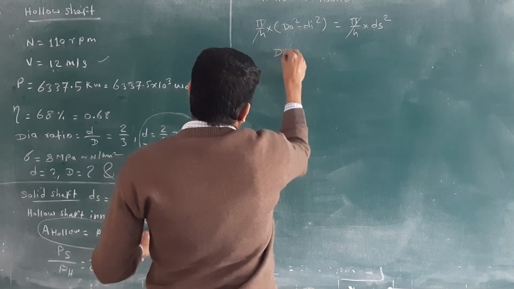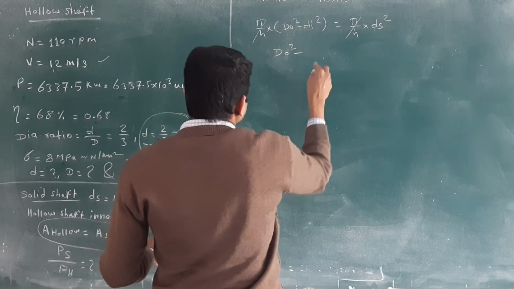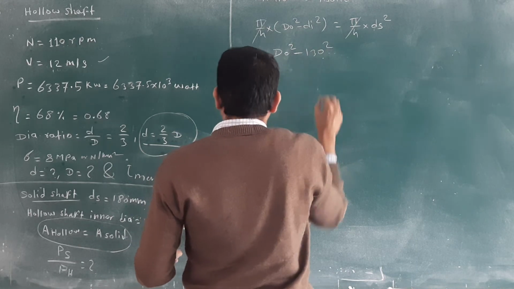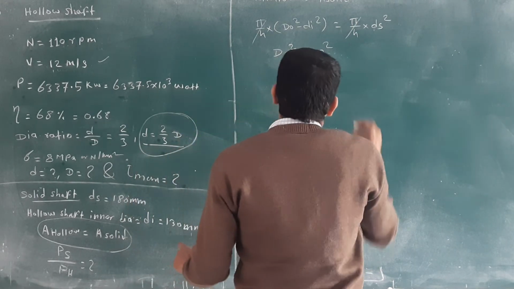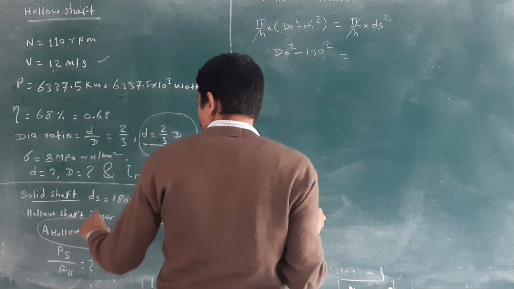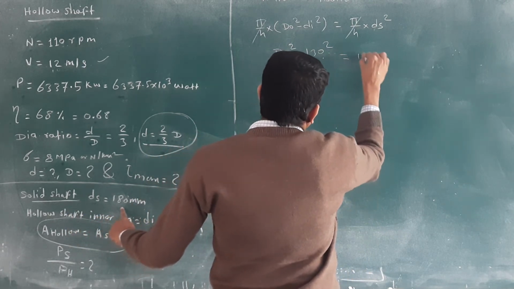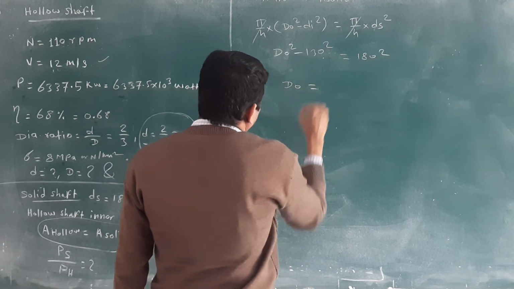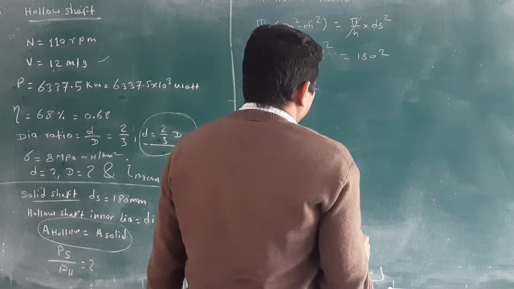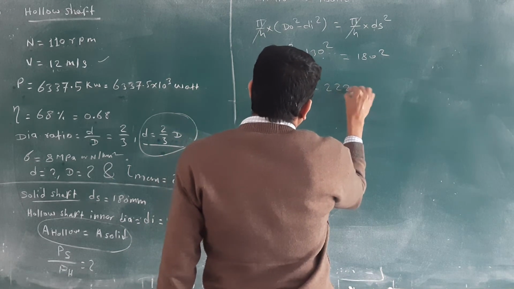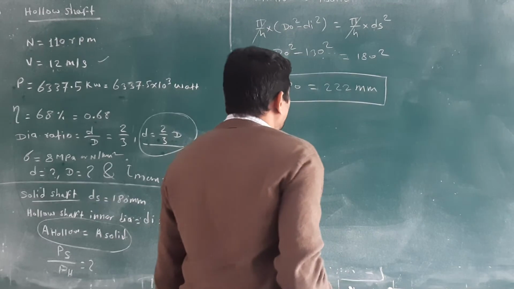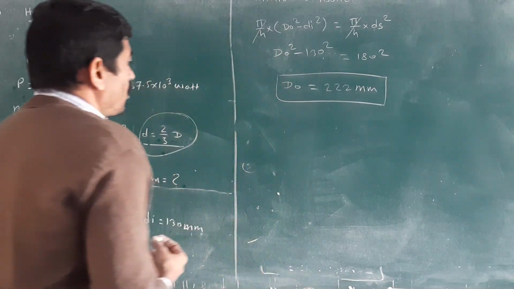We want to calculate DO square. DI is given. And what is the value of the solid shaft diameter? 180 square. If you calculate, DO is equal to 222 mm. This is the outside diameter of the hollow shaft.